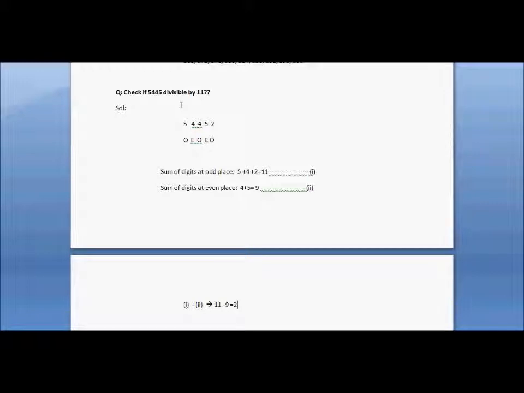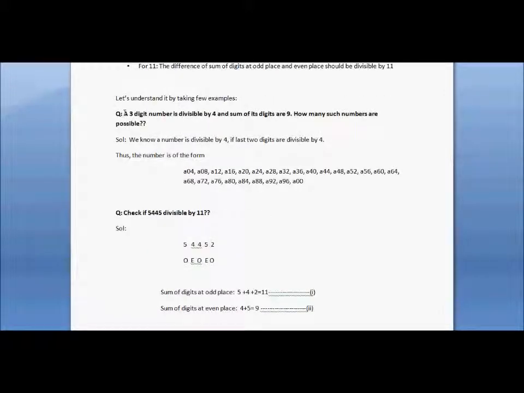So let's assume that we are given a question that a 3-digit number is divisible by 4 and the sum of its digits is 9. How many such numbers are possible? Now when we see that it's divisible by 4, it means that the last 2 digits are divisible by 4, and the first digit, the hundreds digit, we have to find. The other condition is that the sum of the digits is 9.